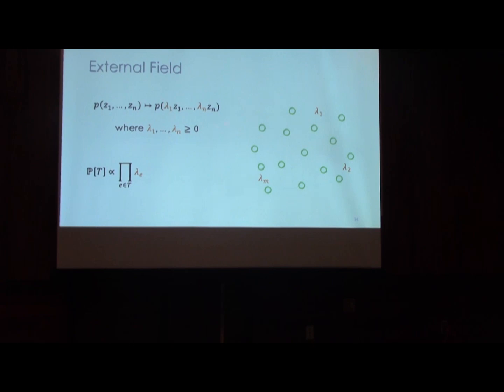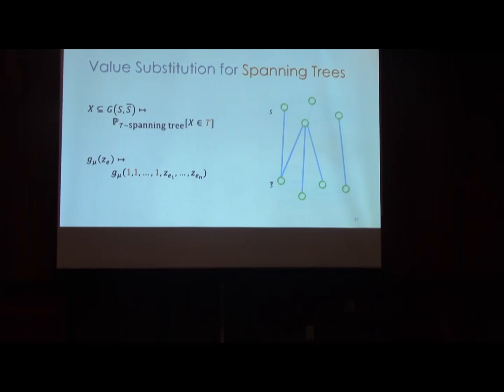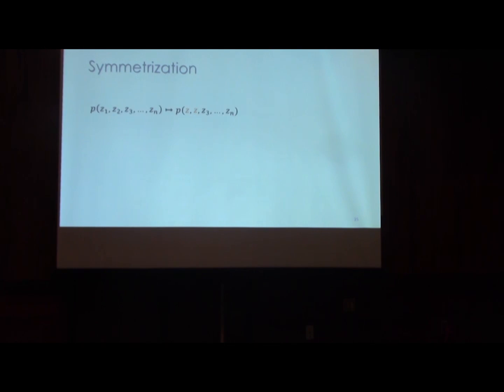When you plug in the lambda i's, each spanning tree's probability is multiplied by the product of the lambda i's. So going back to your first operation where you said if you substitute 1, that's like ignoring a variable. If you substitute 0, that's like conditioning on that variable not being present. Sure, yeah, I'm getting to that in a second.